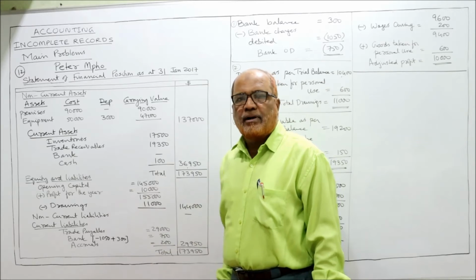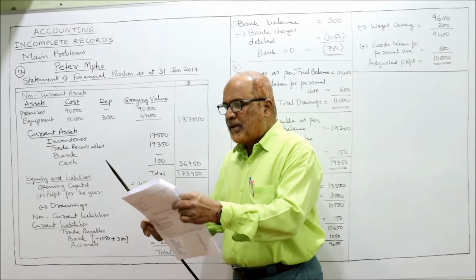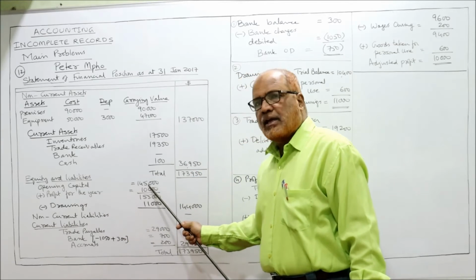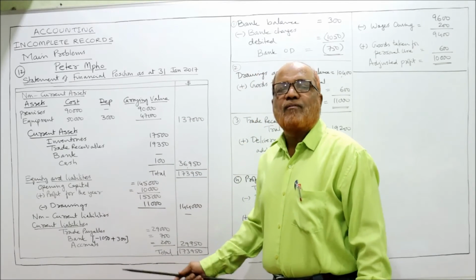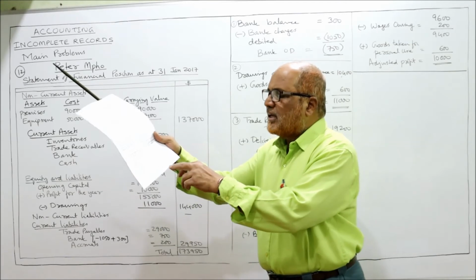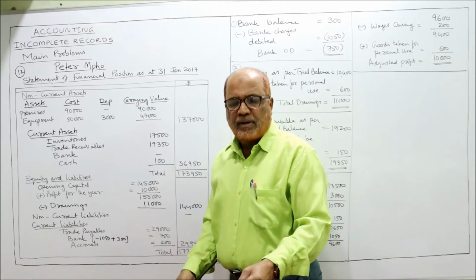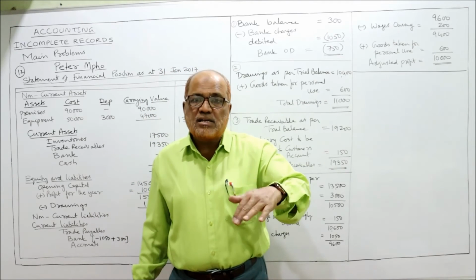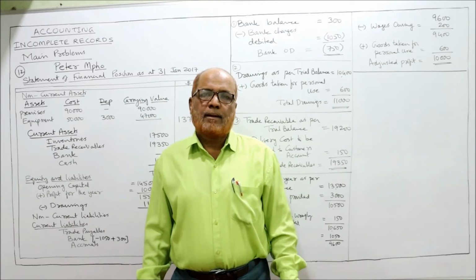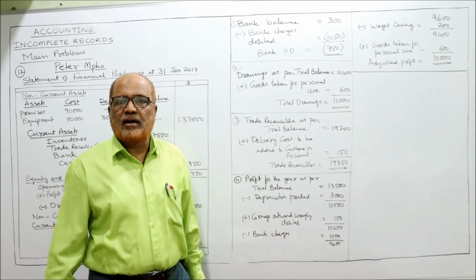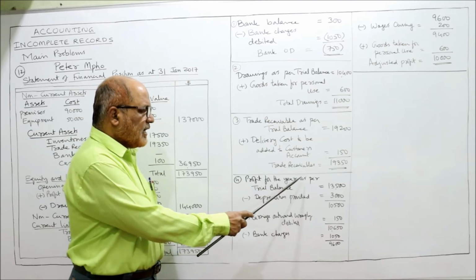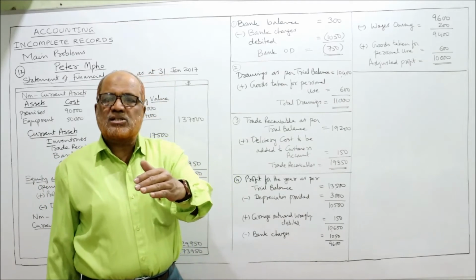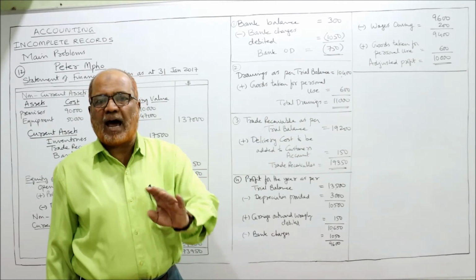Now equity and liabilities. Opening capital. Opening capital is given in the problem, 1,45,000. So 1,45,000 opening capital. To this we add the profit for the year. But profit for the year is given 13,500. This 13,500 profit is incorrect because we have to make adjustments. Now I'll tell you what adjustments are to be made in profit. Profit for the year as per the trial balance 13,500. From this all expenses we deduct and incomes we add.